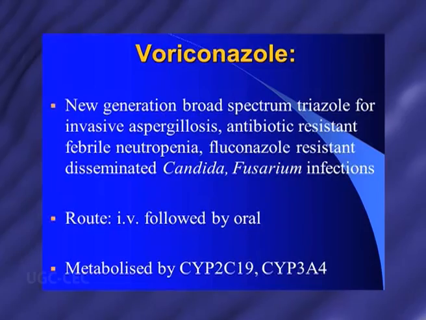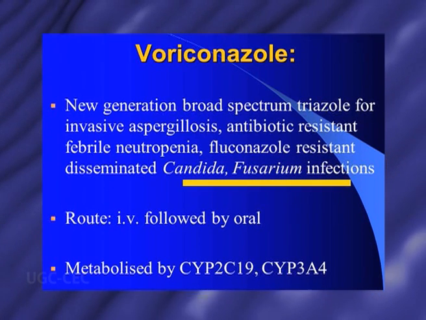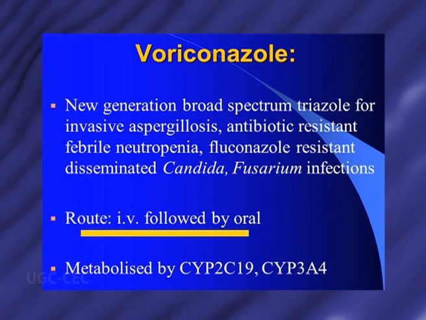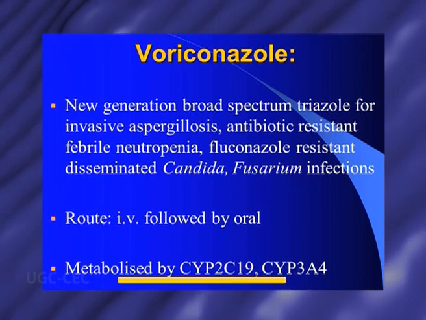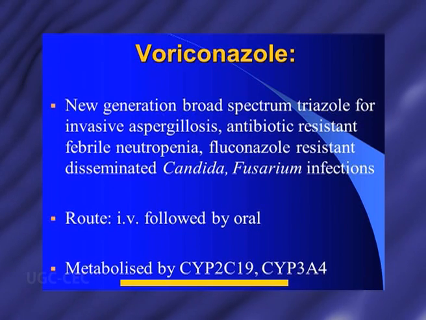Voriconazole. It's a new generation broad spectrum antifungal used for serious situations like invasive aspergillosis, and febrile neutropenia, when there is fever with reduction of WBC count which is possibly due to fungal infections, and obviously such infections would be antibiotic resistant. It can be used in cases of fluconazole resistant widespread Candida infections or Fusarium infections also. It is initially administered intravenously followed by the oral route. It is metabolized by the microsomal cytochrome P2C19 and cytochrome P3A4.